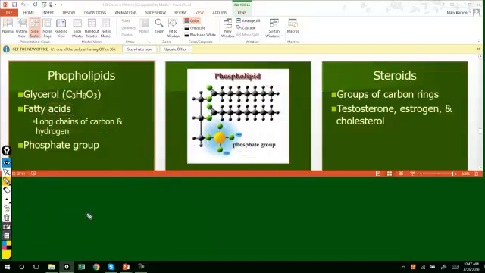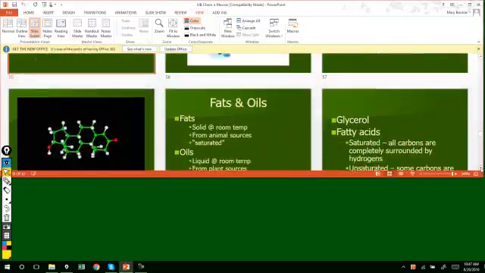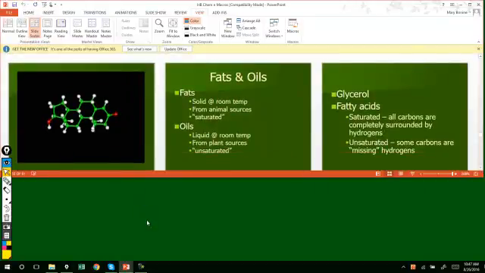The next group we're going to talk about is the steroids. These are significantly different from the phospholipids in that they're made of rings of carbon. They look something like this. They're all formed from cholesterol, which makes cholesterol of significant importance in our body.